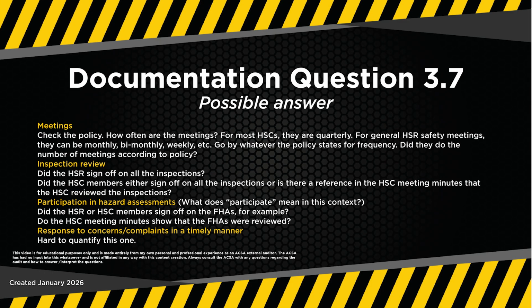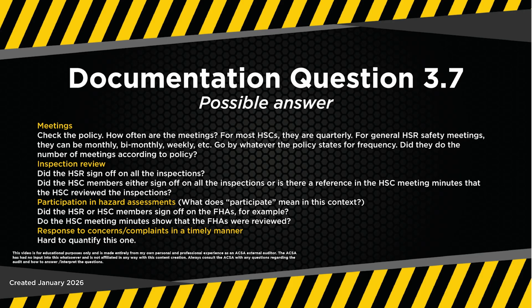Question 3.7 asks if the proper activities are conducted by the HSR or the HSC. Here are some possible answers. For meetings, you can check the policy. How often are the meetings? Are they doing the meetings according to policy? For inspection review, you can check, for example, did the health and safety rep sign off on the inspections, or did the health and safety committee sign off on the inspections?